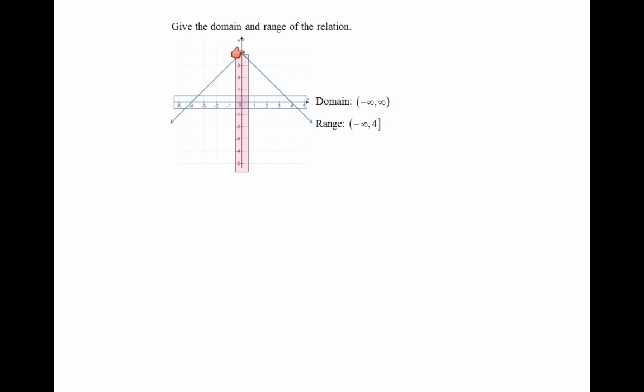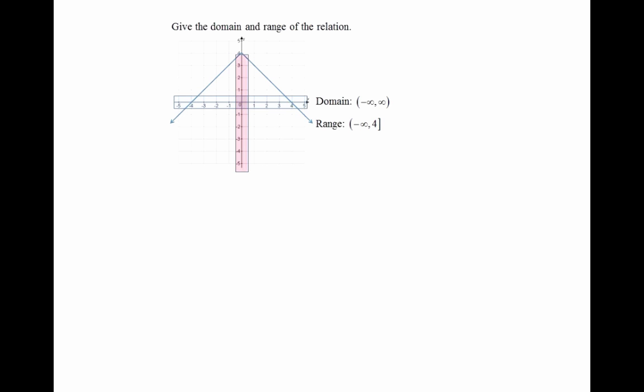However, there are some restrictions for the range. Do I get any value for y equals 5? No. There's nothing on this graph when y is equal to 5. So the graph starts right at y equal to 4 and goes down. So the range would be all the numbers from 4 all the way down to negative infinity. That's how you can look at the range by looking at the graph.